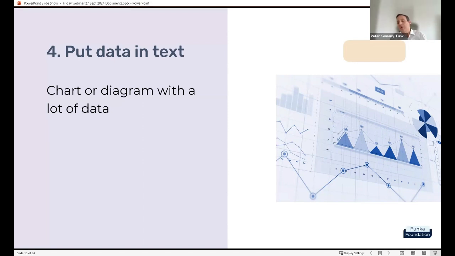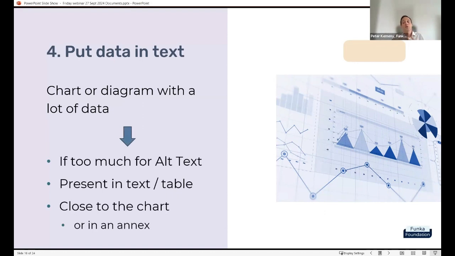If you have a chart or a diagram with a lot of data in it, and you need that data, you want to present that data for the reader, you probably cannot put it in alt text. Alt text is limited, it should be short, it should be concise. So the solution is to present the data in text or in a table, close to the chart or in an annex. This is typically something that's very difficult to do afterwards. If I receive a PDF with a chart like that, I have no possibility, or I have to use tricks to put that data into the text, and it definitely wouldn't fit in the alt text.